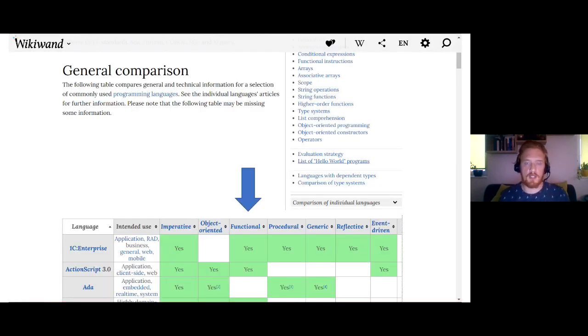I also wanted to mention another thing. I want to talk about functional programming, and why is that? Well, it is very interesting that when you look at the Wikipedia article for a comparison of programming languages, there is this nice table which specifies which languages are imperative, object-oriented, functional, procedural. And just out of curiosity, I was interested, what is LabVIEW here? What kind of paradigms does LabVIEW support?